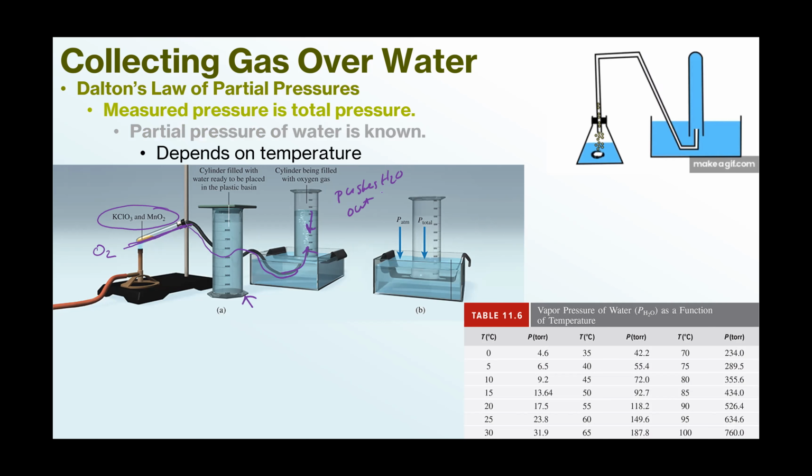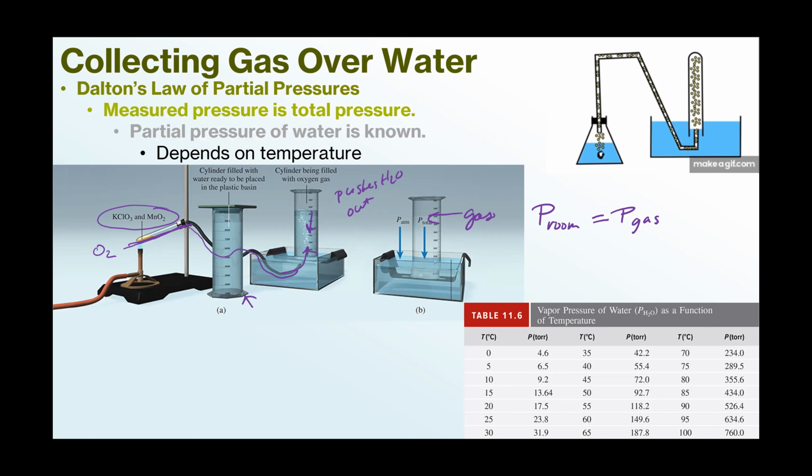Okay. At the end of the experiment, the gas has been collected. So in here is the gas that came out of our reaction, and the water has been pushed out. The nice thing about this is we can measure the atmospheric pressure in the area that we're doing this, and it tells us what the pressure of the gases that we've collected is. So the pressure of the room is equal to the pressure of the gas that we collected.